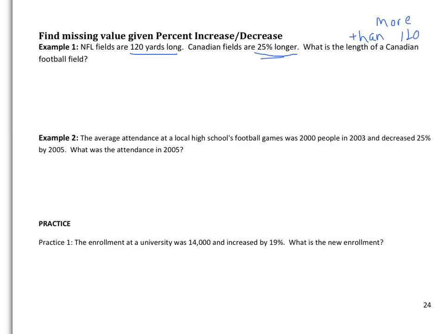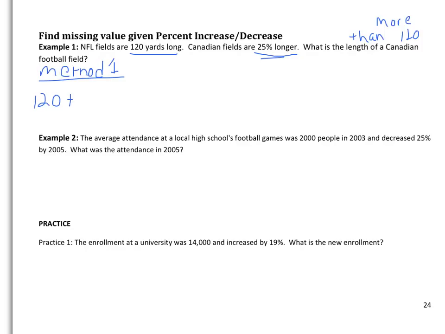I want to show you two methods. So let's write this first one as method 1. Okay. Now, 120 yards was the starting, right? Okay, if it's getting longer, are we going to add or subtract yards? Well, we're clearly going to add. Okay. Now, how do we show 25% longer?